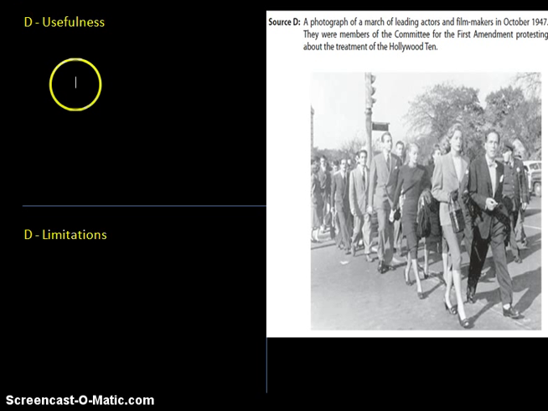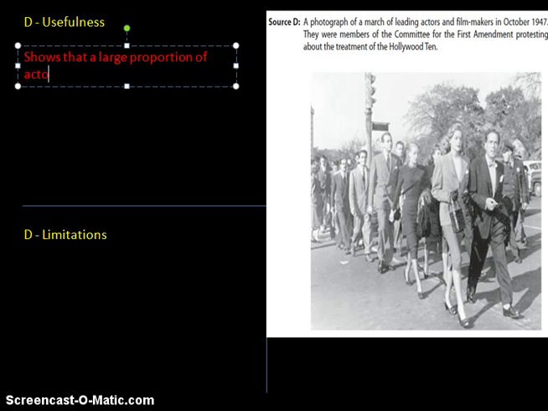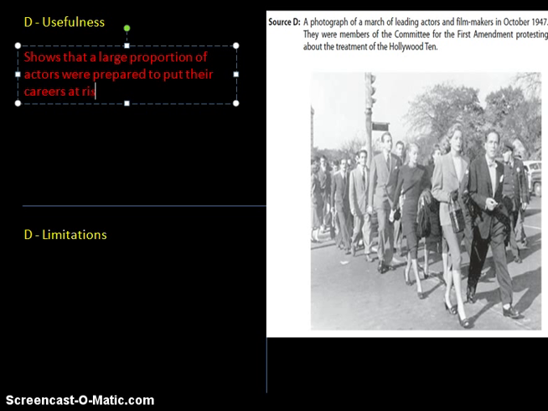I'm going to have to do my box again. So, source D, as we said, was a photograph of a march of leading actors and filmmakers in October 1947. They were members of the Committee for the First Amendment protesting about the treatment of the Hollywood 10. Okay, so one reason that source D is useful is because it shows that a large proportion, I suppose, of actors were prepared to put their careers at risk in order to support the Hollywood 10, because we can see here that they are marching.